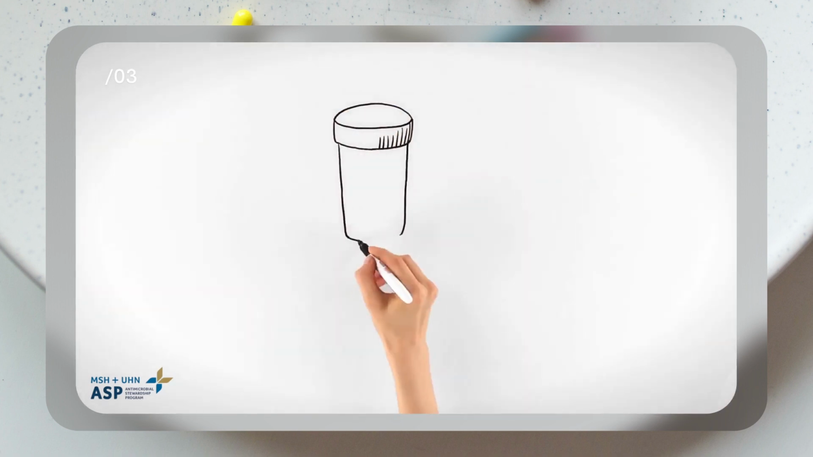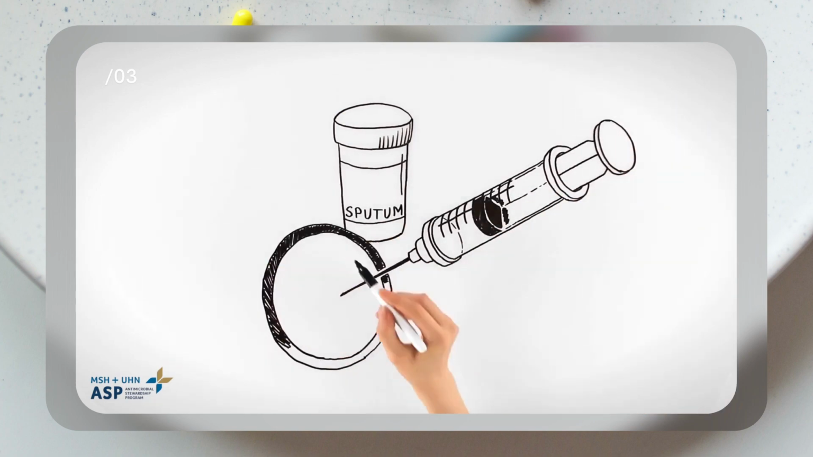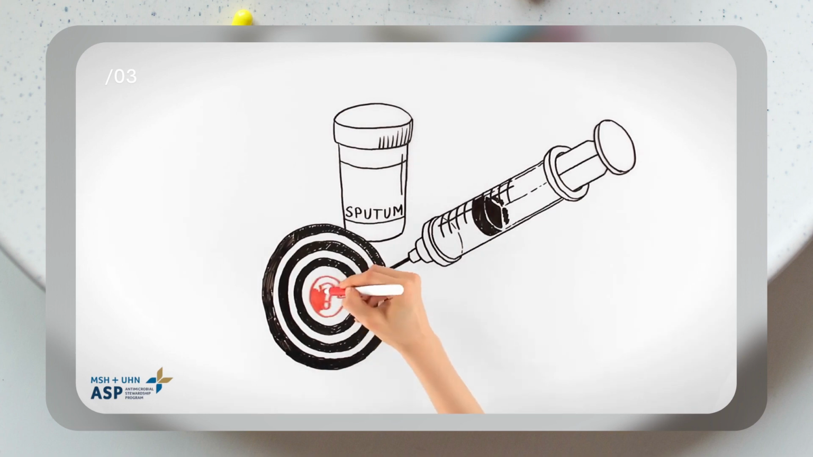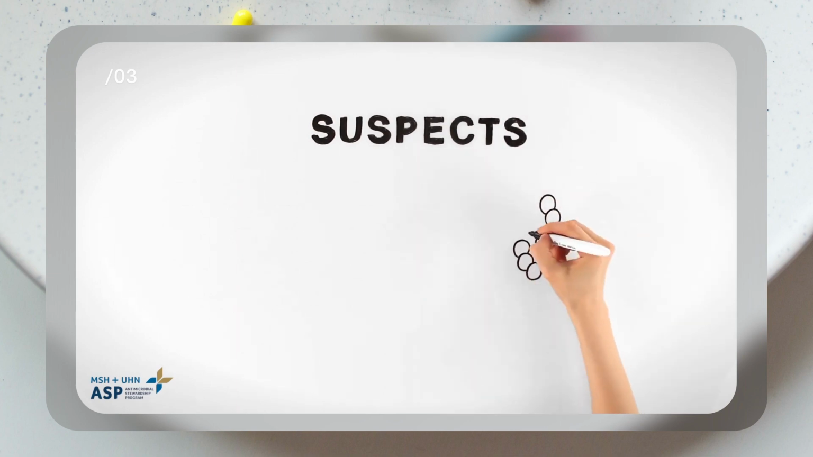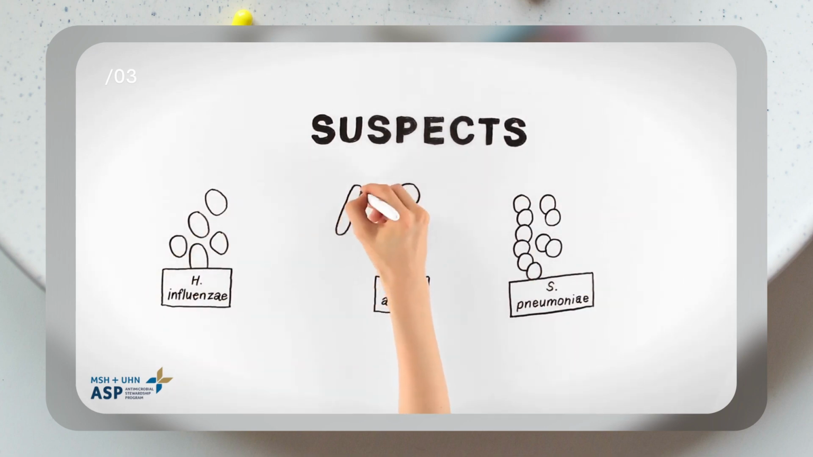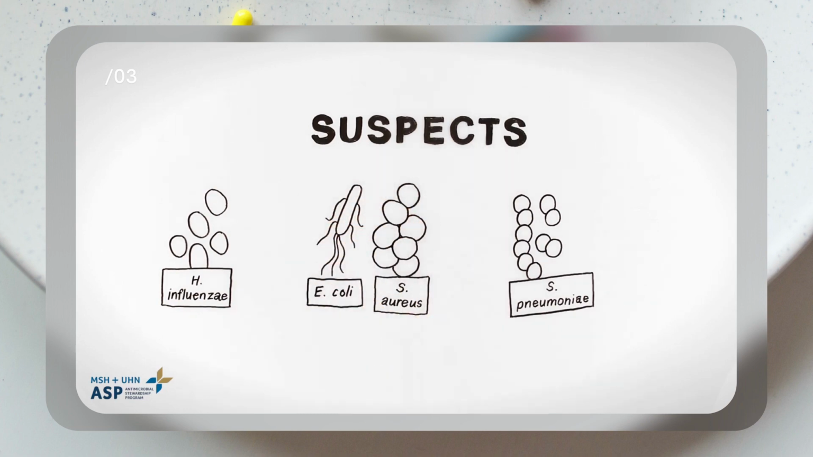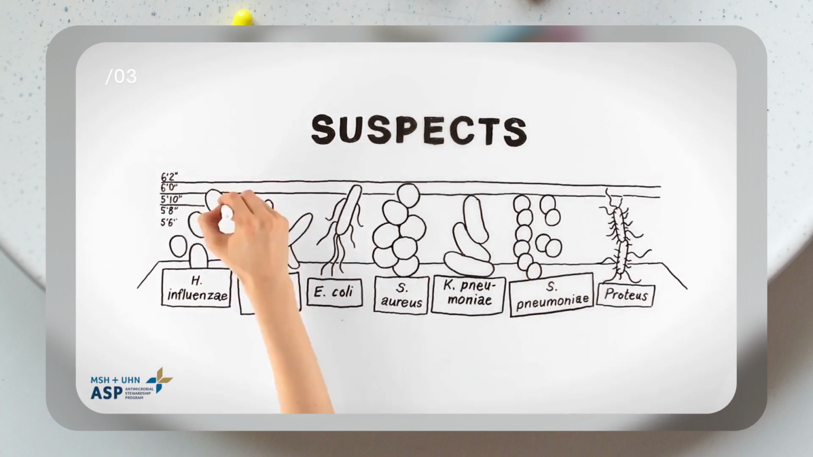Once appropriate respiratory samples have been sent for culture, prompt initiation of appropriate empiric antibiotics is essential for good patient outcomes. The core bugs in HAP or VAP are the usual respiratory culprits: strep pneumo and H. flu, plus Staph aureus, and some gram-negative bugs like E. coli, Enterobacter species, Klebsiella species, and Proteus.